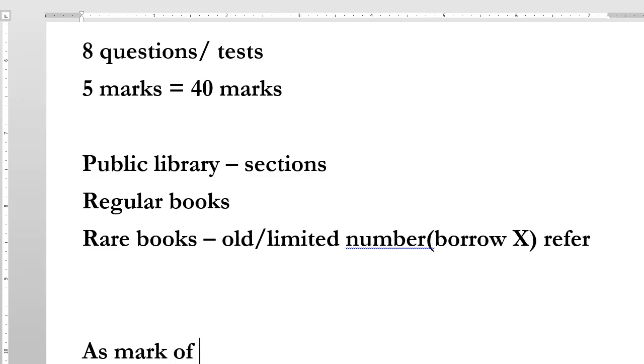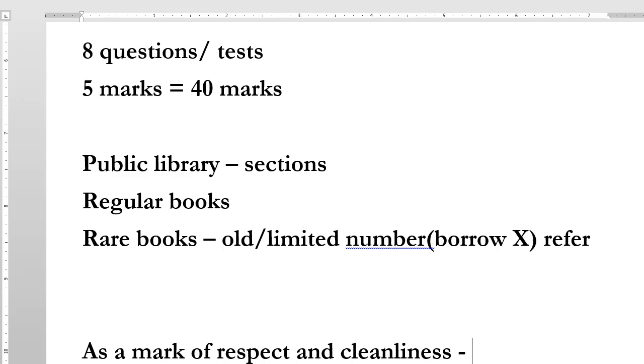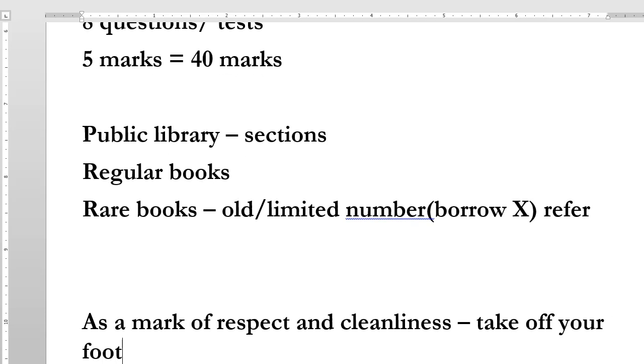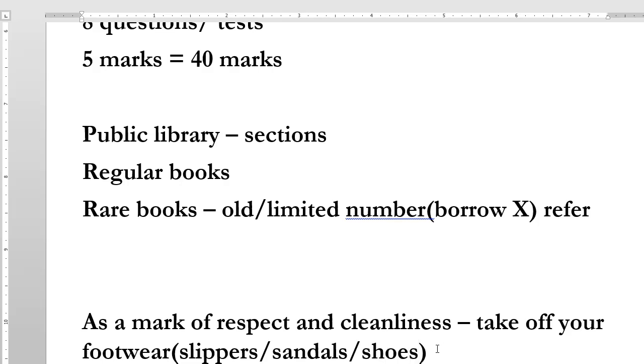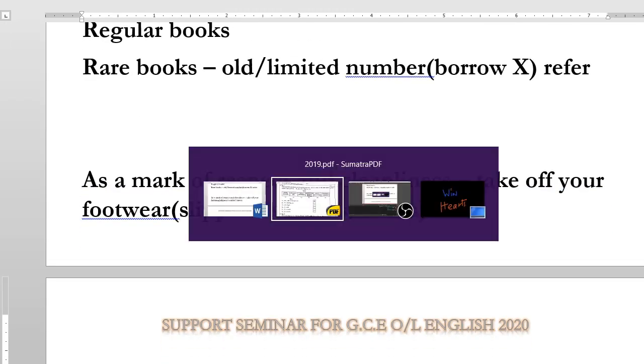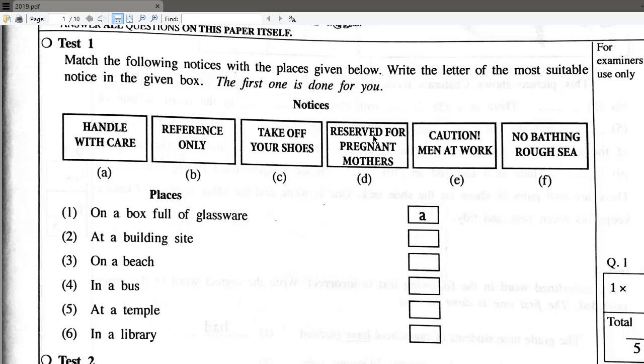I'll write it so you can remember it: as a mark of respect and cleanliness, you will take off your footwear. So footwear means actually it can be slippers, or it can be sandals, or it may be even shoes in this case, right? So whatever the stuff that you have, you can take that out as a mark of respect, right? Now the next one, reserved for pregnant mothers.